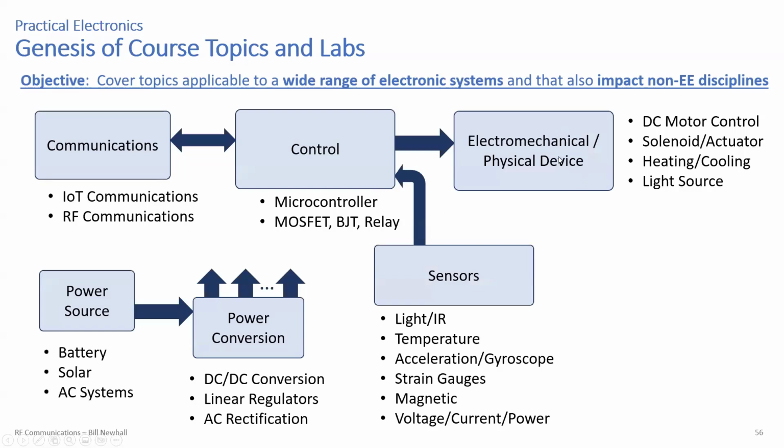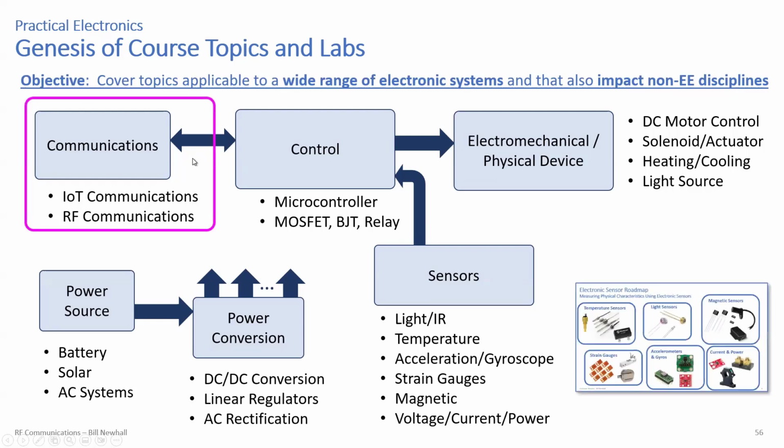We're trying to connect to the physical world using an electromechanical device or some other physical device, as well as sensors. And we have all of these supporting device categories or electronics categories that we are covering during this course, and that I think are important and common to electronic systems that connect to the physical world and communicate and are powered by something. We're going to stay on the topic of communications by focusing on RF communications. So we're going to start that today.